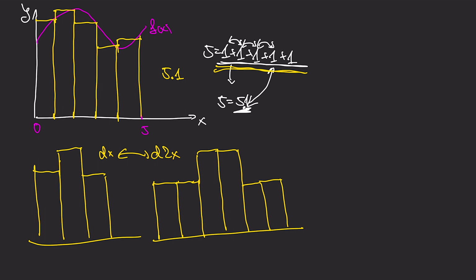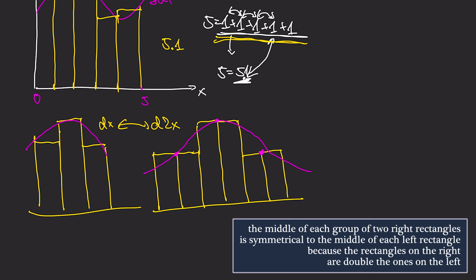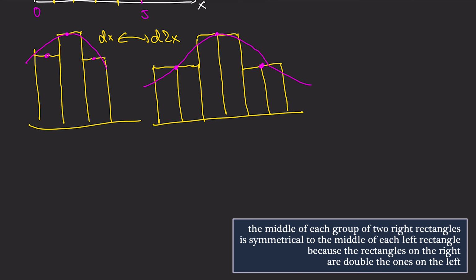You change the number. So the original function was something like this, and the new function would be something like this. And I'm not drawing it good enough. Let's say we take the middle of each rectangle, and we've taken the middle of each rectangle right here. You can see that we have essentially doubled the function.